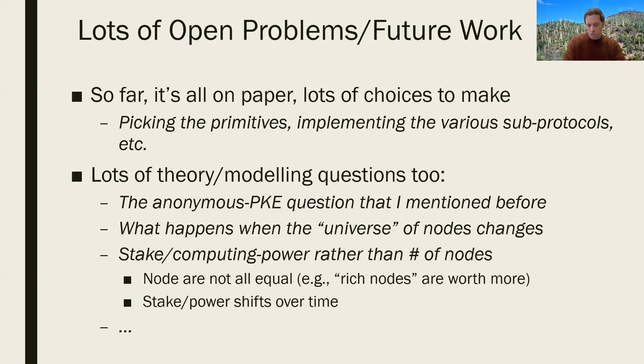Then there is the question that I completely shoved under the rug here, that in a blockchain, not all nodes are created equal. Nodes that have more computing power have more weight if it's a proof of work. Nodes that are richer are more important if it's a proof of stake. That makes a difference both in terms of how you model things and in terms of the weights of nodes changing over time. So if I send some of my coins to somebody else in a proof of stake, now that other person is more important and I'm less important. What happens here? Not clear. There are a lot of open questions there and many others.